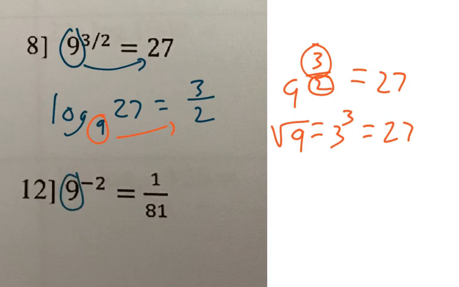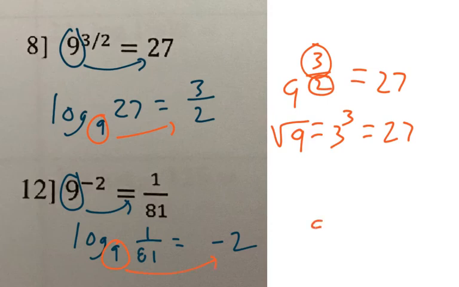Notice the base of the power is 9, so log base 9 of 1/81 equals -2. Again, does that make sense? If I do 9 to the -2 power, do I get 1/81? I get 1/9 squared, right? Which is 1/81.